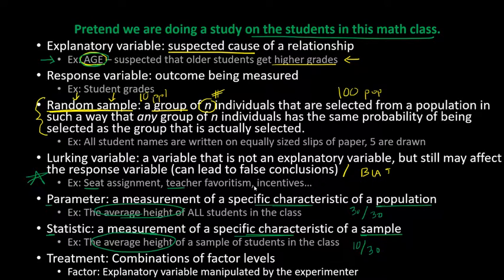And a treatment. A treatment is a combination of factor levels, and a factor is an explanatory variable that is manipulated by the experimenter. So I know that definition is a little confusing, but let me give you an example. So going back to figuring out things about students' grades, let's say I think to myself, I want to figure out what I can do for the students in my class to help improve their grades.